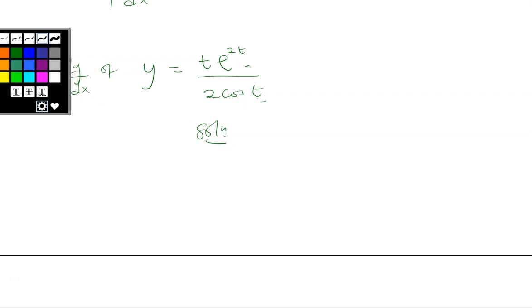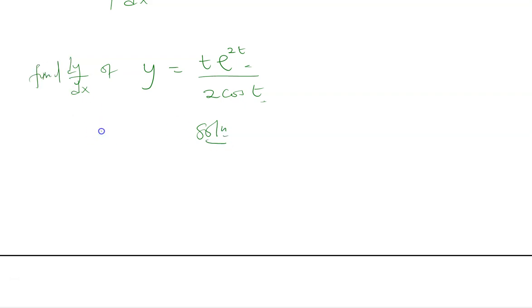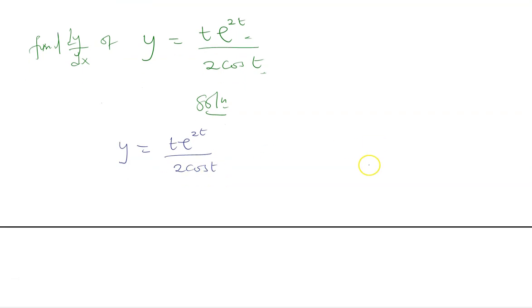The video might be long, but let's solve this one and we'll bring it to a close. Right, so y is equal to what? t e^(2t) on 2 cos t.